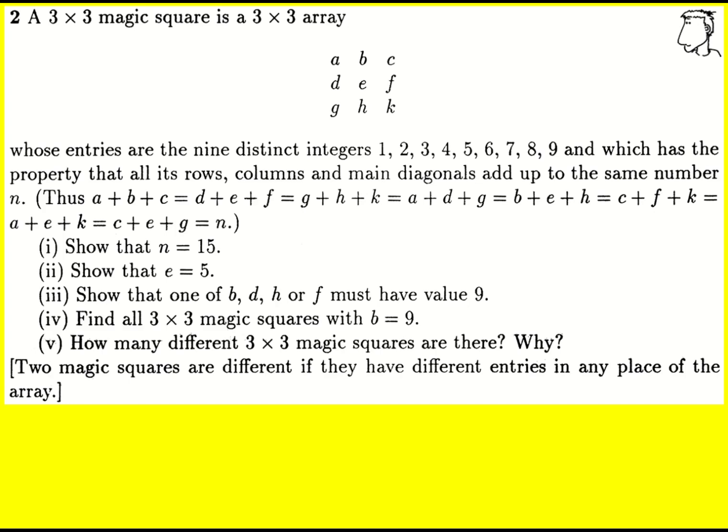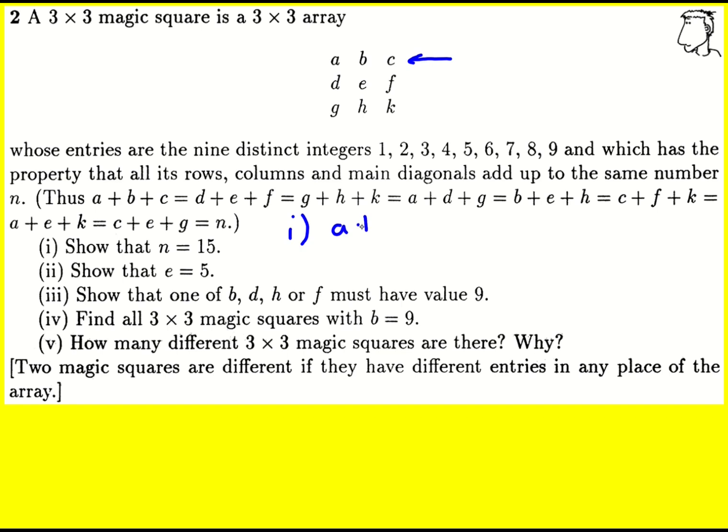This is a fantastic question on magic squares, looking at some properties of a particular one, a 3 by 3 magic square where we're using the digits from 1 to 9. So we're asked to show that the magic number n, that is the sum of every row, column, and diagonal, is 15. Let's have a go.